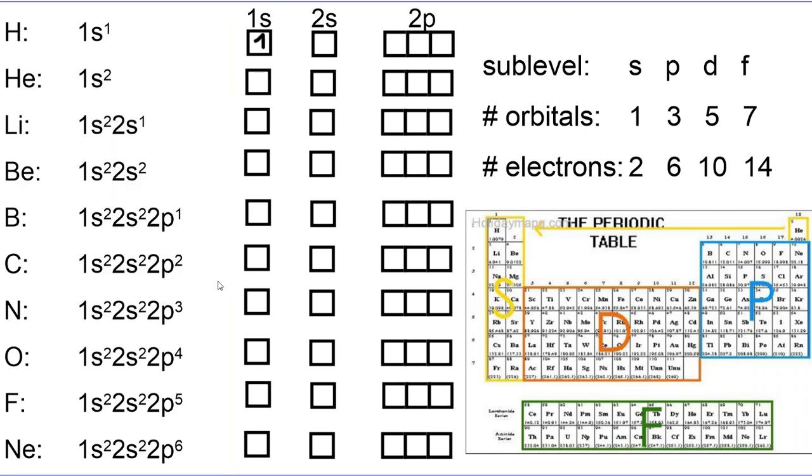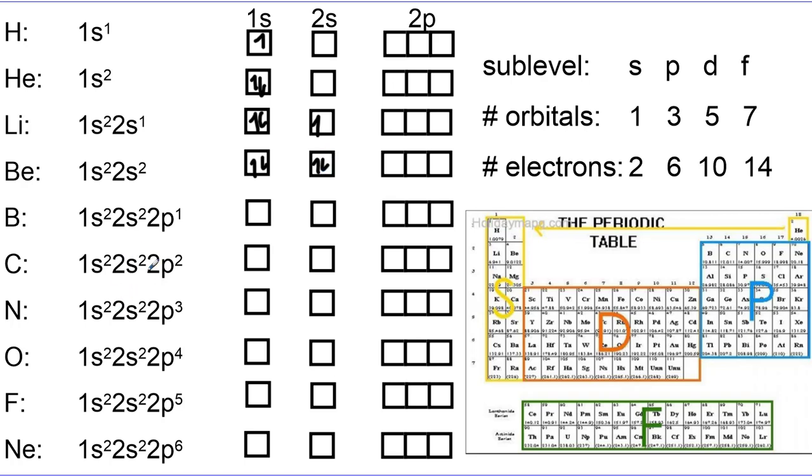Okay, so our next one is 1s2, and we're going to show that one as one half arrow pointing up and a half arrow pointing down because we have 2 electrons, as indicated by your superscript, within the 1s sublevel. So we have 1s and we have 2 electrons, 2 arrows. All right, moving along, we're going to have 1s2 2s1, and then 1s2 2s2.